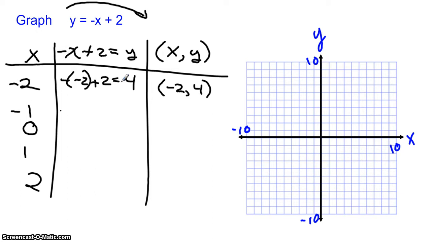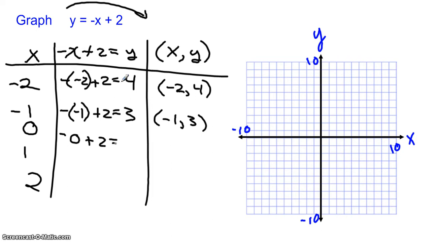We'll do the same with all of these. When we plug in -1, you notice that that negative out there changes the x to its opposite, right? So what is the opposite of -1? 1. Plus 2? 3. Good. Okay, plugging in 0. This is an easy one to plug in, right? -0 is 0. Plain old 0. 0 plus 2 is 2. 0, 2.